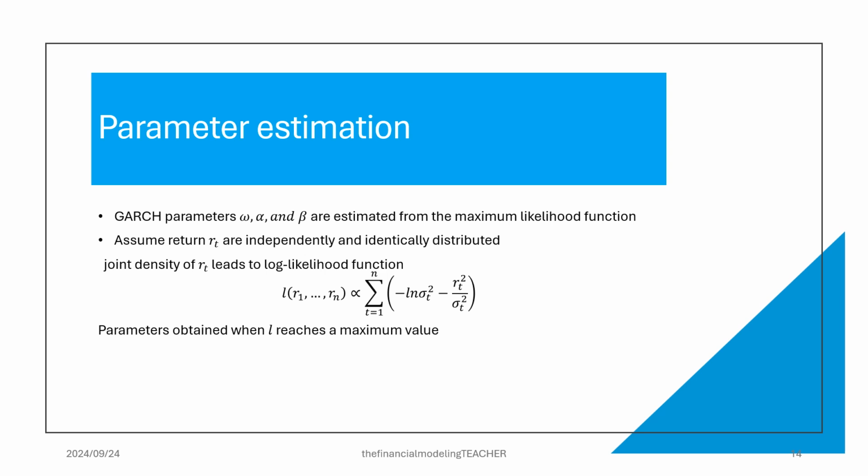That formula is what we need in order to maximize L, the maximum likelihood itself, in such a way that when L reaches its maximum value, the parameters alpha 0, alpha 1, and beta 1 in our case will find a solution.